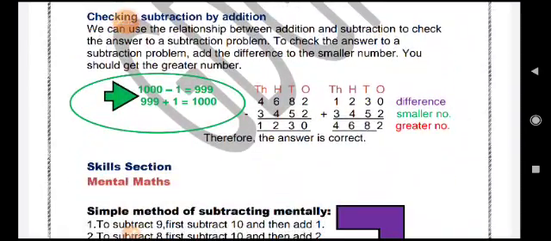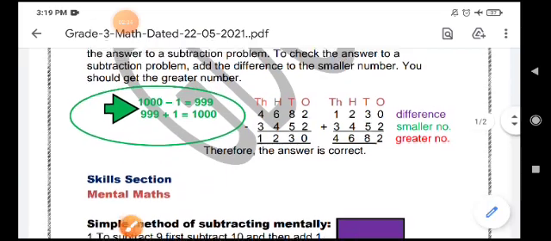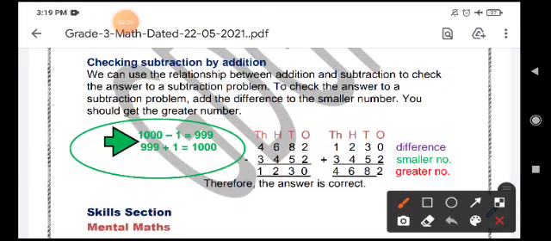Now, checking subtraction by addition. How to do it? We can use the relationship between addition and subtraction to check the answer to a subtraction problem. As we have learned this concept in earlier classes, the answer, the difference, we can check by adding the subtrahend and the difference. If we get the minuend, then our answer is correct.